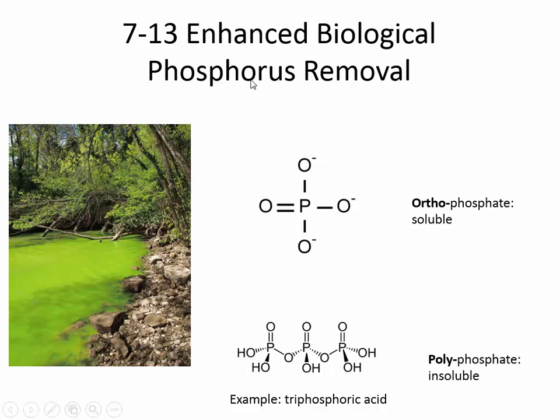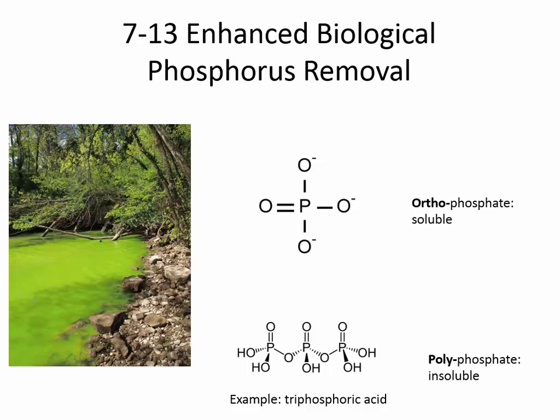Now, phosphorus is in water as orthophosphate. That's the soluble form of phosphorus. And one of the main sources of phosphate getting into receiving bodies is fertilizers. So when you add fertilizer to the lawn to make it green and grow well, that contributes to phosphorus ultimately getting into the Gulf of Mexico and causing red tide and algae blooms.